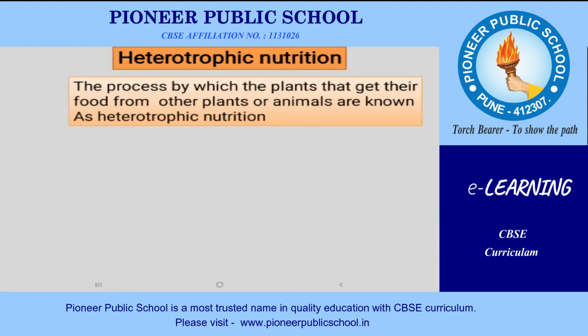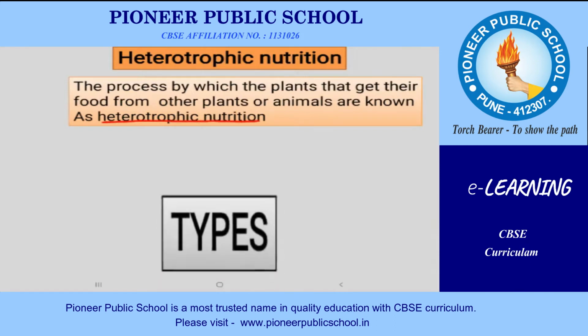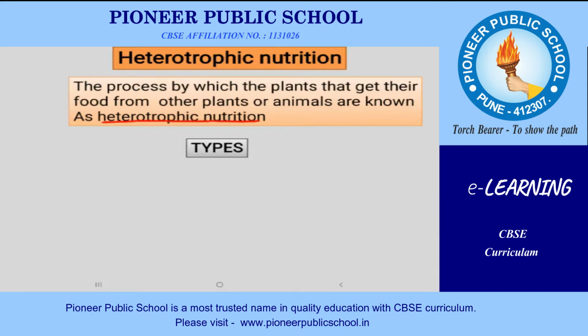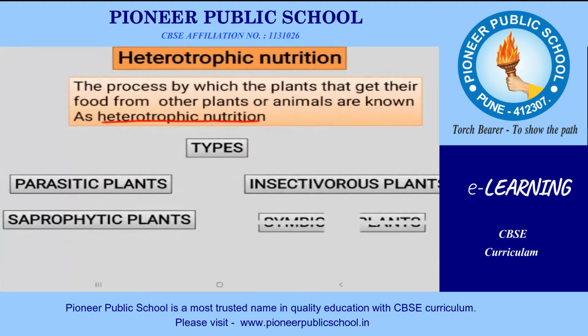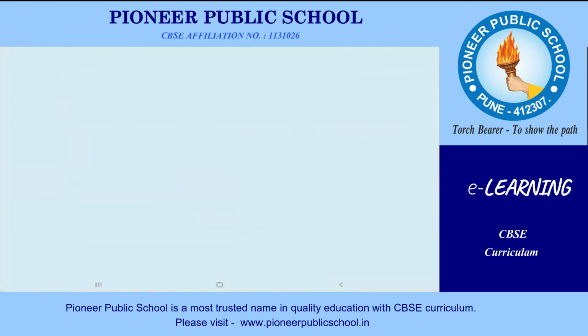Now, dear students, this heterotrophic nutrition has a few types. The first type is called parasitic. The second type is saprotrophic. Then the third type is insectivorous. And the fourth type is symbiotic plants. Now, dear students, we will study about parasitic plants.